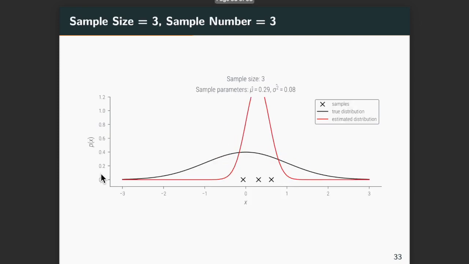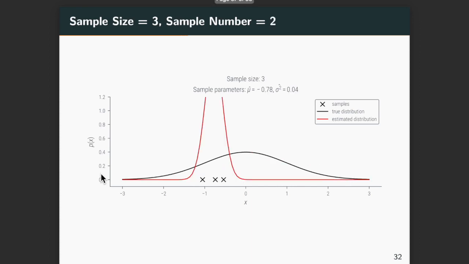So if we go back, let's consider this data set of size 3. What is the mean? 0.76. It's very far from the true mean 0. This one, it's 0.68, minus 0.78, so the estimates are quite off. But if you were to average them, you'll still get 0.